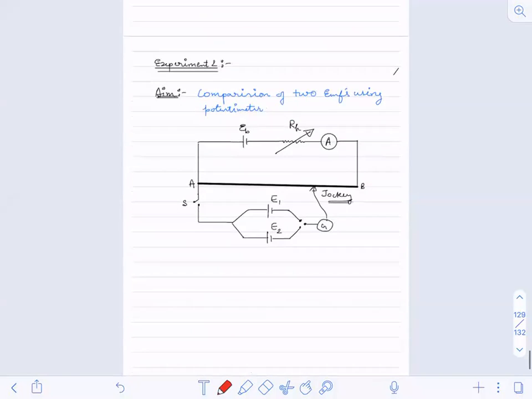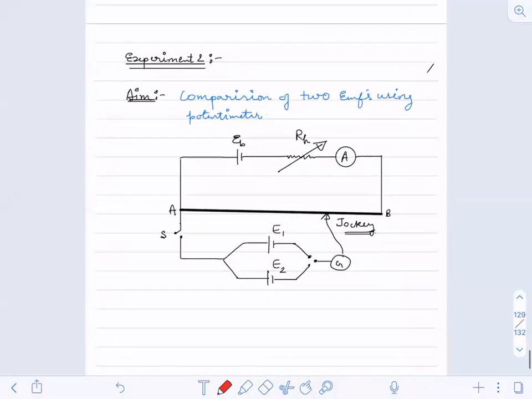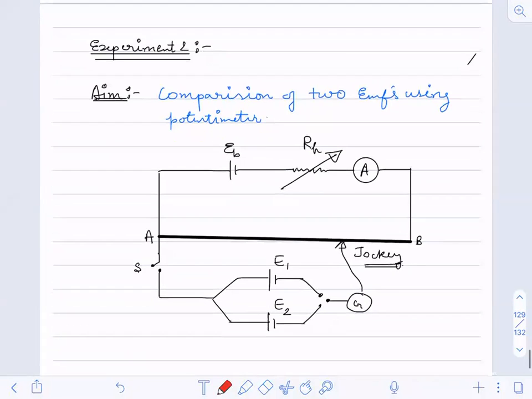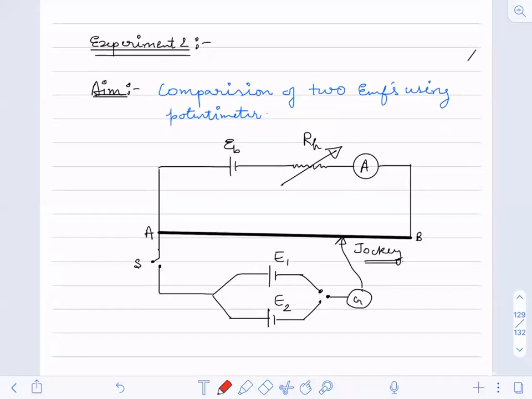So let us see the second experiment here. This experiment is about the comparison of 2 EMFs using a potentiometer. First, using the potentiometer, we can find out the unknown EMF.